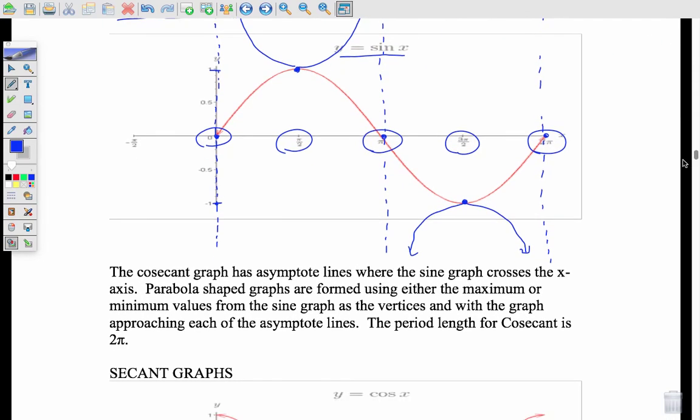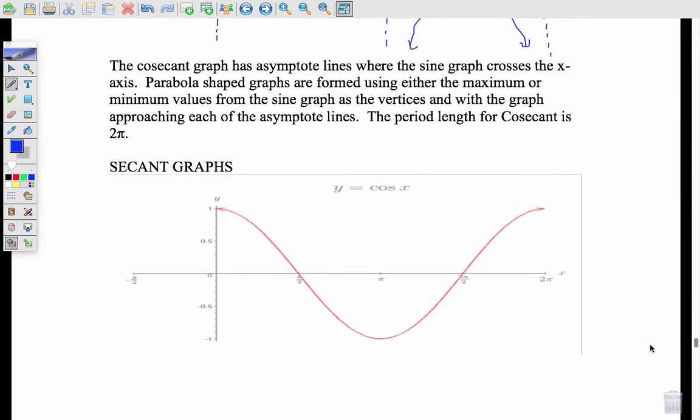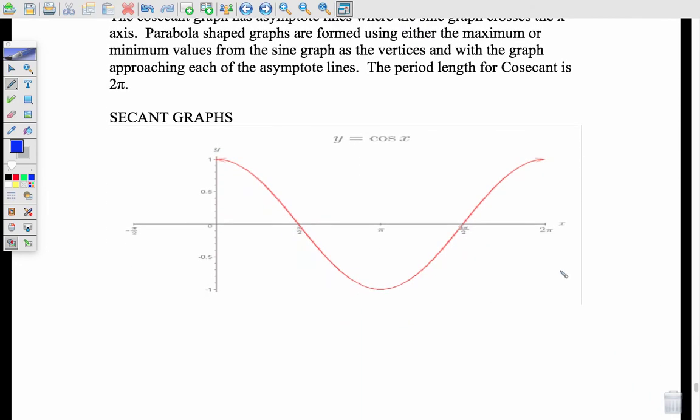And the same rule would apply for our secant curve. We'll use the cosine curve to get that. So notice we have our cosine curve graphed here. Cosine and secant are reciprocal functions. Our critical points are at 0, pi over 2, pi, 3 pi over 2, and 2 pi. Hopefully by now we're pretty well versed on what the shape of the cosine curve looks like.